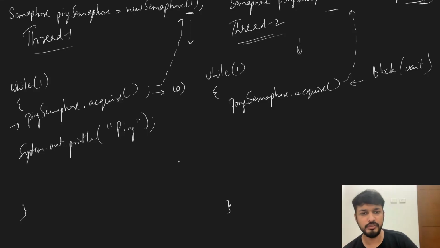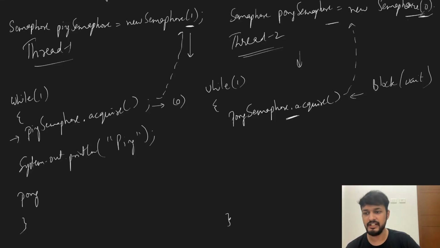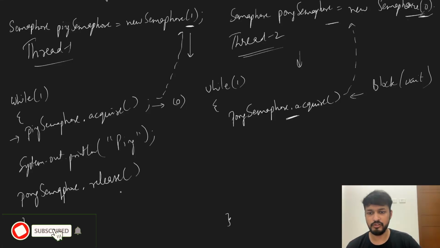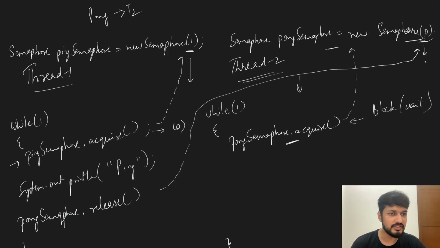So for giving control to T2, we see here T2 is blocked because Pong semaphore has no permits. So let's go ahead and release some of the permits for Pong semaphore. After we release some permits, the Pong semaphore dot acquire will be a valid statement. If I write here Pong semaphore dot release, at this point of time, the permit of Pong semaphore increases from 0 to 1.